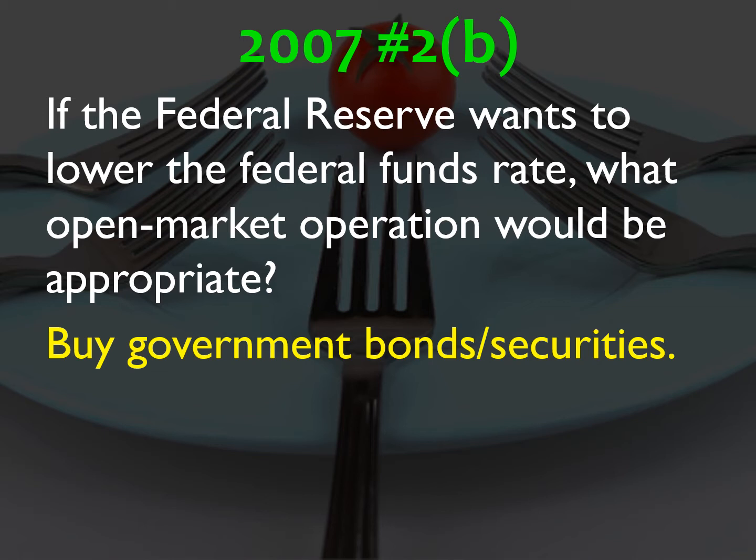So buying government bond securities will increase the money supply, thereby lowering the nominal interest rate, which ultimately leads to the lowering of the federal funds rate.